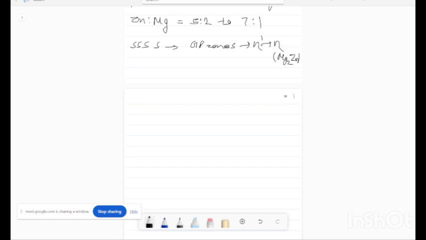In the 7000 series alloy also, first the GP zones are formed spherical, means zinc atom clusters, then the magnesium atoms join the zinc atom cluster.